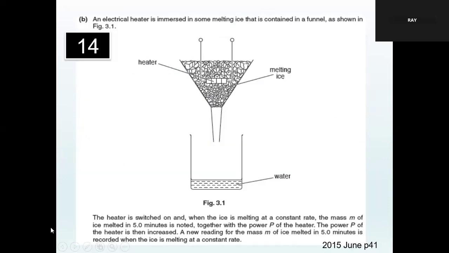An electrical heater is immersed in some melting ice that is contained in a funnel, as shown in figure 3.1. That's your figure, that's your heater, that's your melting ice. The heater is switched on, and when the ice is melting at a constant rate, the mass M of ice melted in 5 minutes is noted together with the power P of the heater. The power P of the heater is then increased. A new reading for mass M of ice melted in the same 5 minutes is recorded when the ice melts at a constant rate.